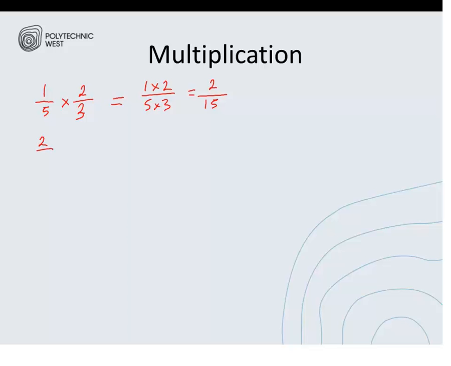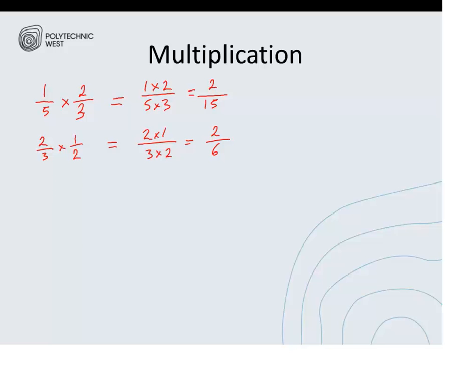Another one. 2 over 3 times 1 over 2. Multiply the top. 2 times 1. Multiply the bottom. 3 times 2 equals 2 over 6. So that's perfectly fine.